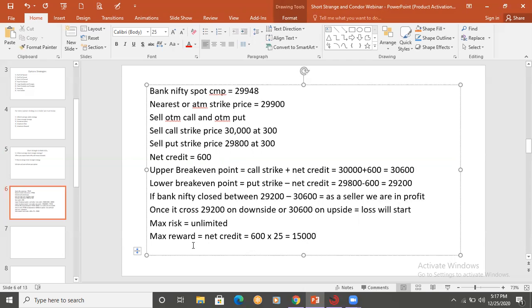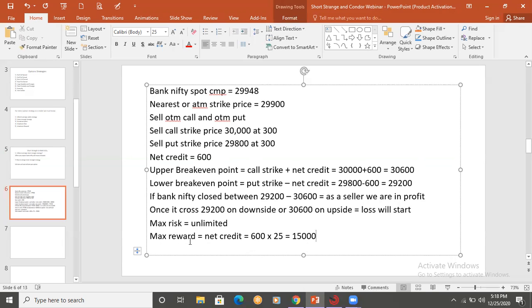Now here you need to understand when maximum risk will happen and when maximum reward will happen. See, maximum risk will come into the picture once Bank Nifty crosses these two break-evens. Either it should cross 29,200 on the downside or 30,600 on the upside. Then your maximum risk will be unlimited.